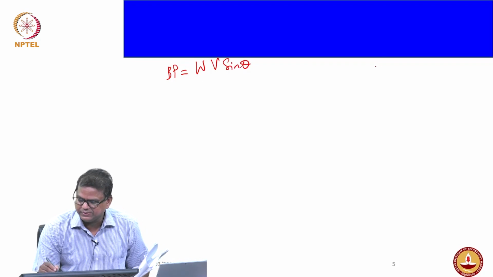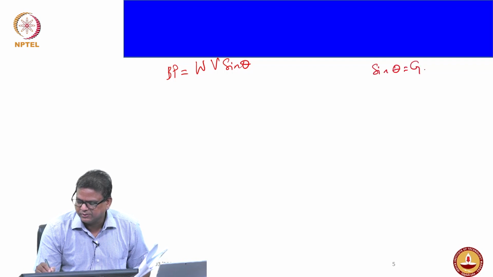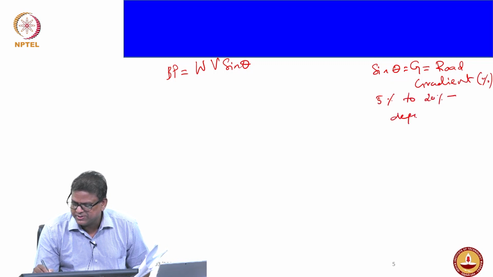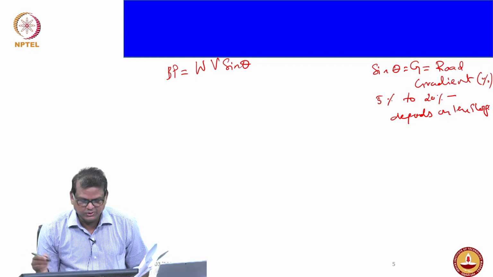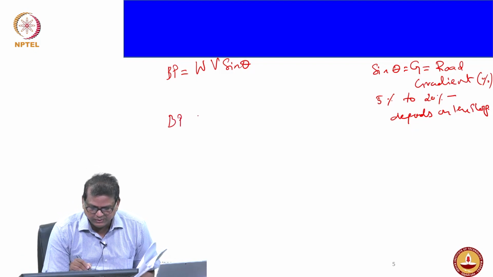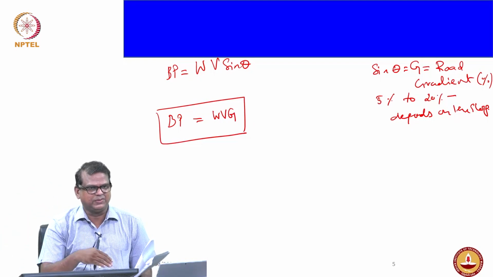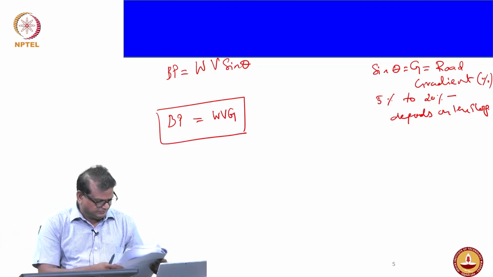The sin theta, or g, is called the road gradient. Normally it is indicated as a percentage. Usually it will vary from 5% to 20%, depending on how steep the slope is. So you can rewrite this average brake power as WVG, for when the vehicle moves downhill. This is the standard equation.